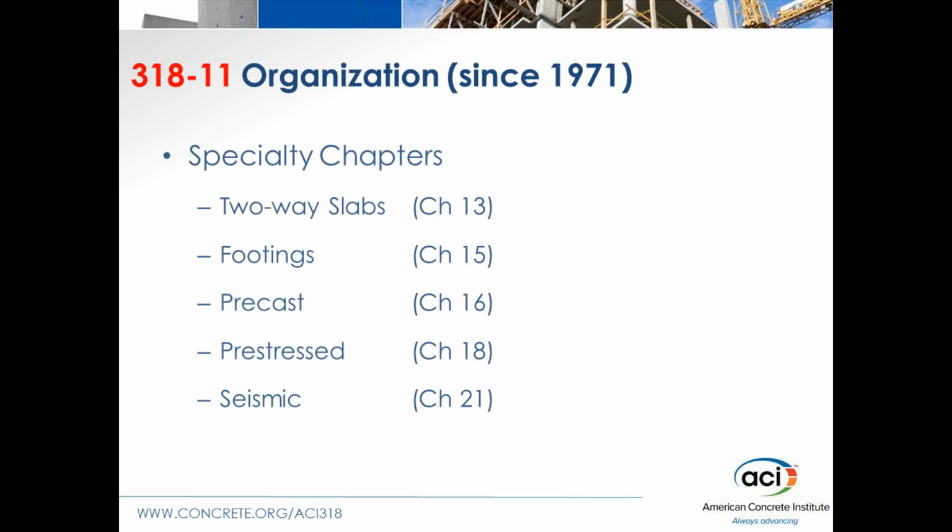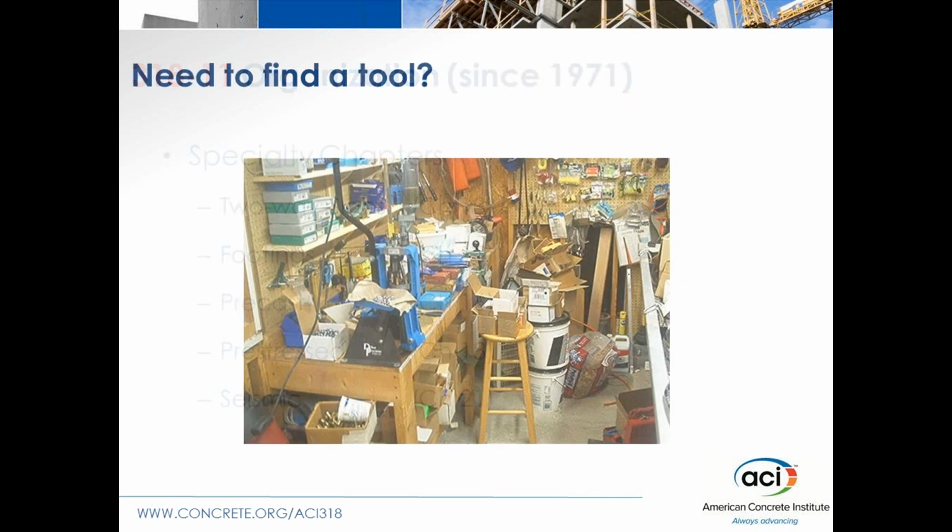Then we have what we have referred to as the specialty chapters in the existing 2011 code. Things like two-way slabs, foundations, footings, precast concrete, pre-stressed concrete, and seismic are all treated separately. So we have these core chapters 7 through 12, and then these specialty chapters, as we refer to them, that cover these other items. So we have a mix of designing for behavior, flexure, shear, axial loads, and then specialty chapters actually designing members like foundations and footings, and then specialty things in terms of structural concrete with pre-stressing and precast, and then design for seismic. So it's a blend of behavior-based and kind of member-based design, if you will, for the 2011 code.